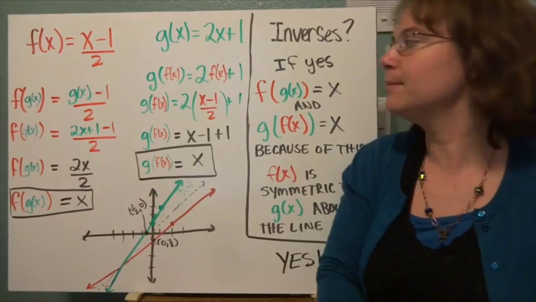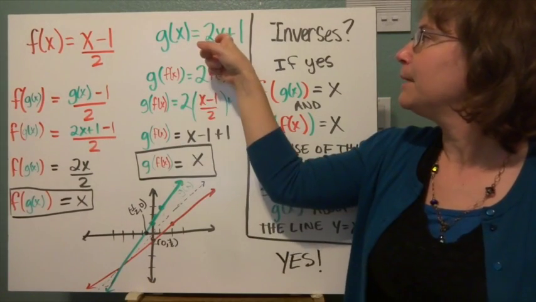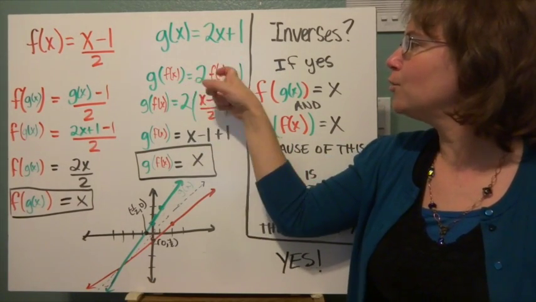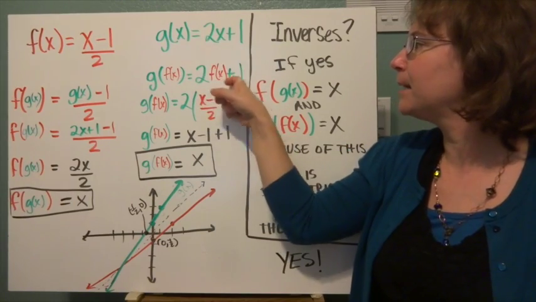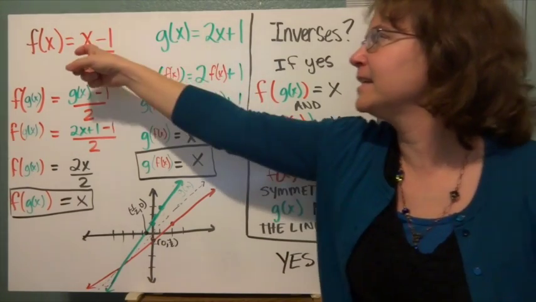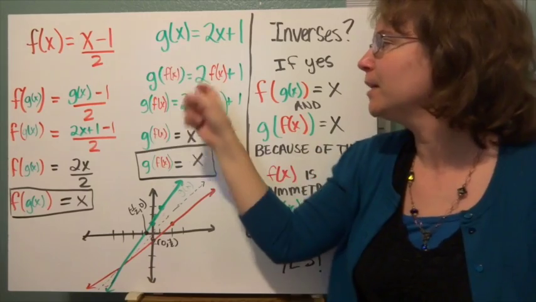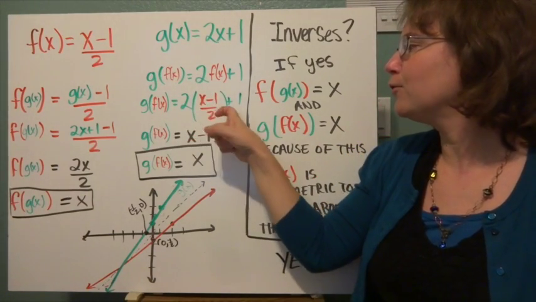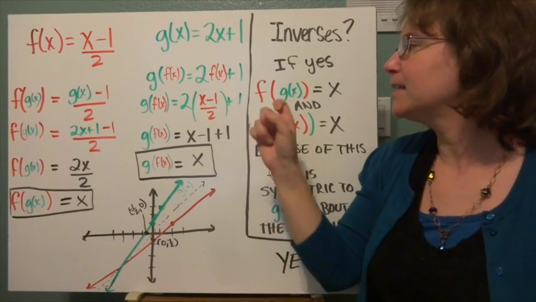And I can do the same thing with g of f of x. In place of x, I'm going to put my function f of x. So I have 2 times f of x plus 1. F of x is (x minus 1) over 2. And so I have 2 times the quantity (x minus 1) over 2, that all plus 1.